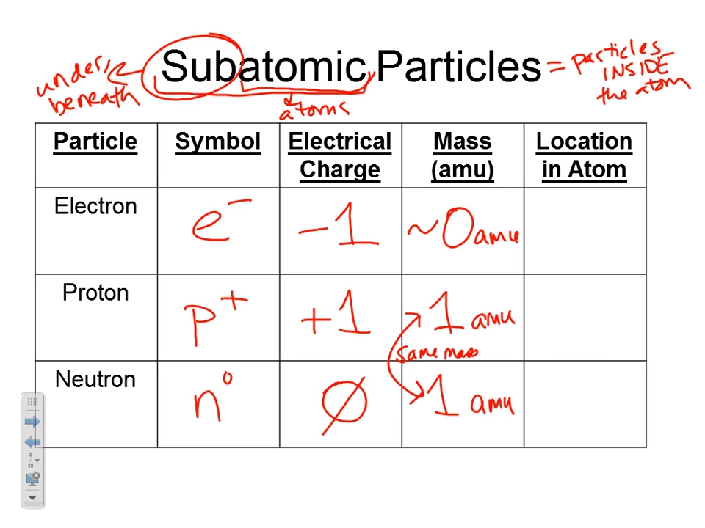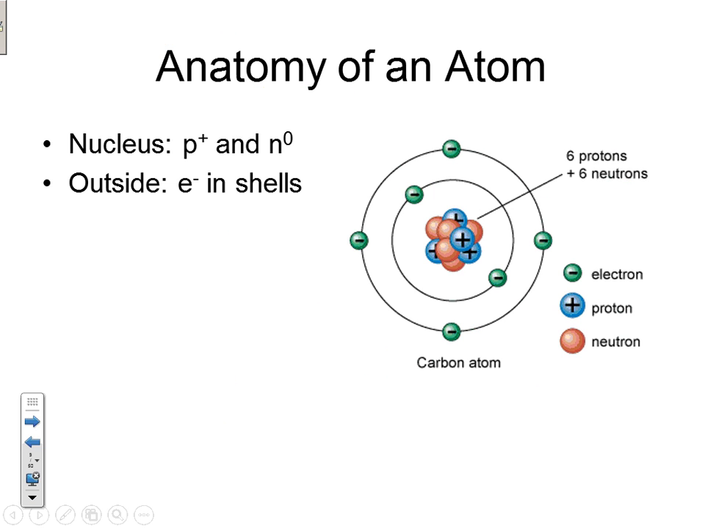Location in an atom. Where are electrons in an atom? Electrons are in orbitals, which are in shells, which are on the outside of the atom. They're not in the center. Versus protons, where are those? Those are smack dab in the nucleus, as are neutrons. Neutrons are also in the nucleus. And this diagram is simply illustrating that.